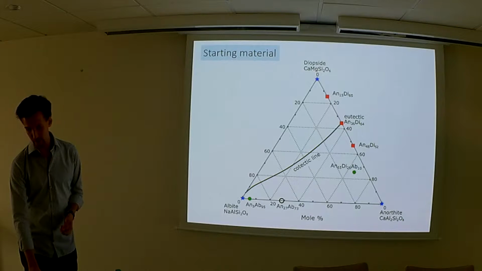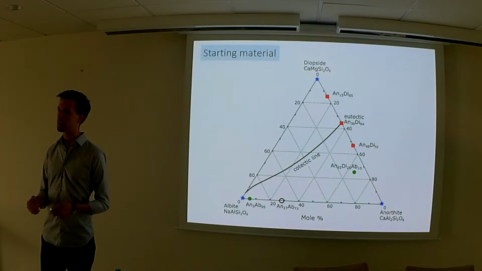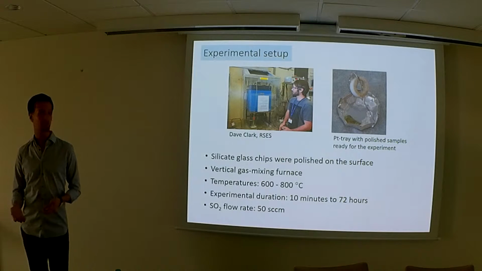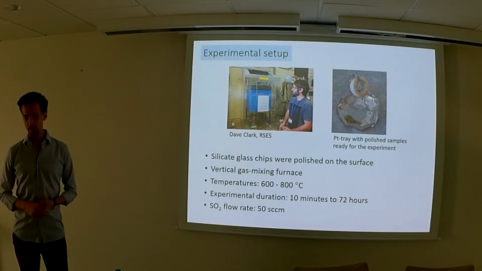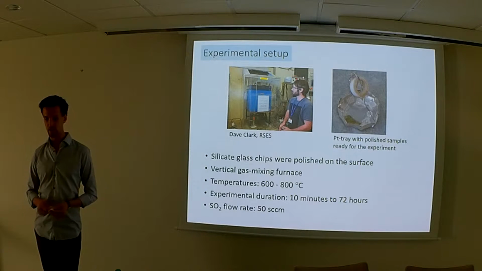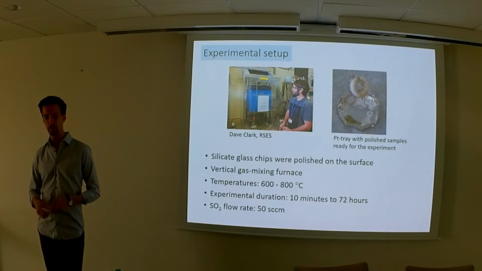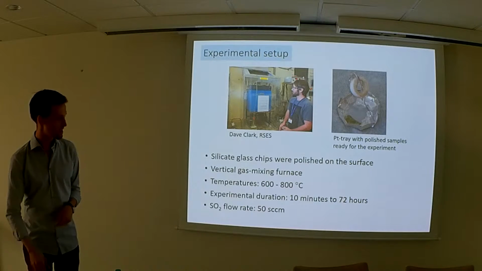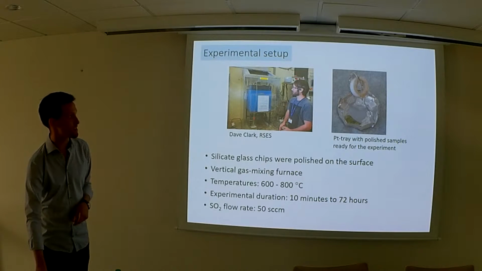The experimental setup was fairly simple. We produced these glasses in a tube furnace, and then quenched them, and then cut them into little glass chips, polished them on both sides to reduce surface roughness effects, and put them on a platinum tray to hang into the vertical tube furnace. And we did the experiments at atmospheric pressure, at temperatures from 600 to 800 degrees Celsius, over a range of different time scales to look at how these materials grow with time, to figure out rates, and always at the same constant flow rate of sulfur dioxide of 50 cubic centimeters per minute, which is a fairly high flow rate in these systems.